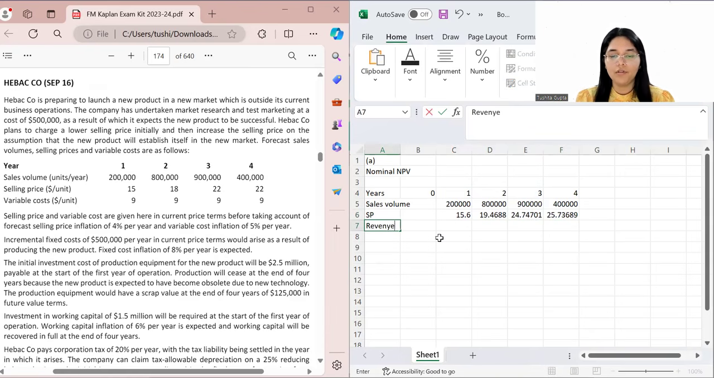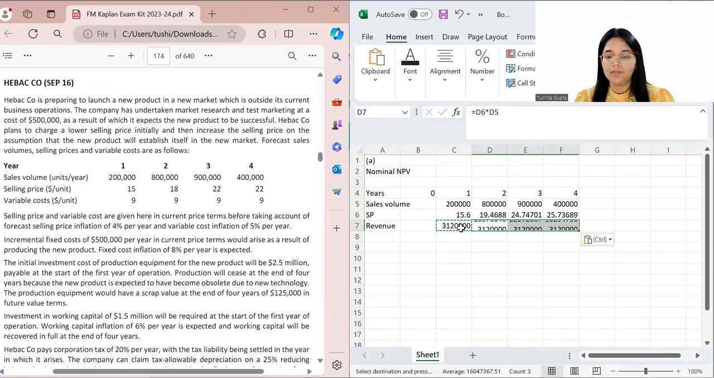Now, the product of these two is going to give me my revenue. So with this, I have my revenue. I can simply copy paste this formula to the remainder of the cells as well. Now, this figure that you get over here is your sales revenue.